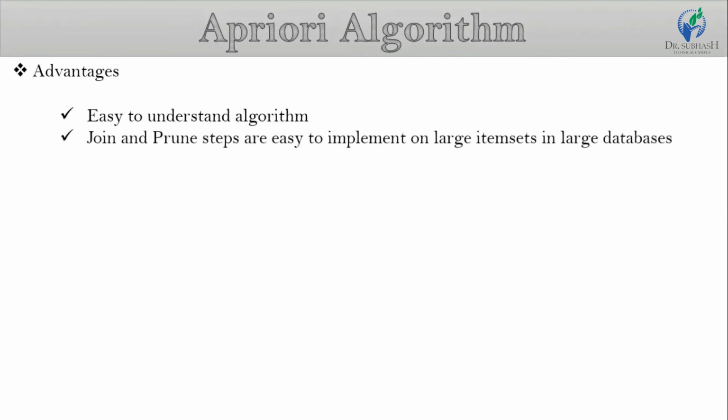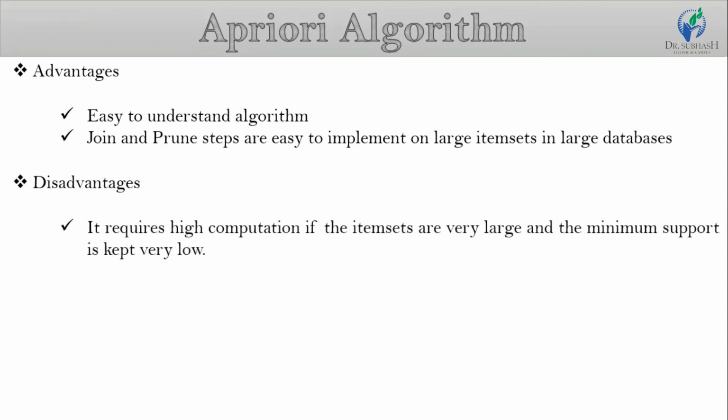Now we see the advantages of this algorithm. The advantage is that this algorithm is easy to understand. Join and prune steps are easy to implement on large item sets in a large database. The disadvantage is that it requires high computation if the item sets are very large and the minimum support is kept very low. Next, the entire database needs to be scanned. So I hope you can understand the Apriori algorithm.